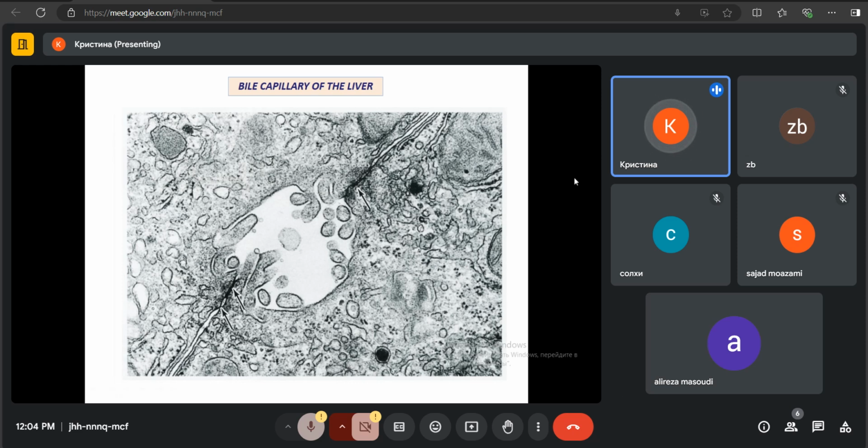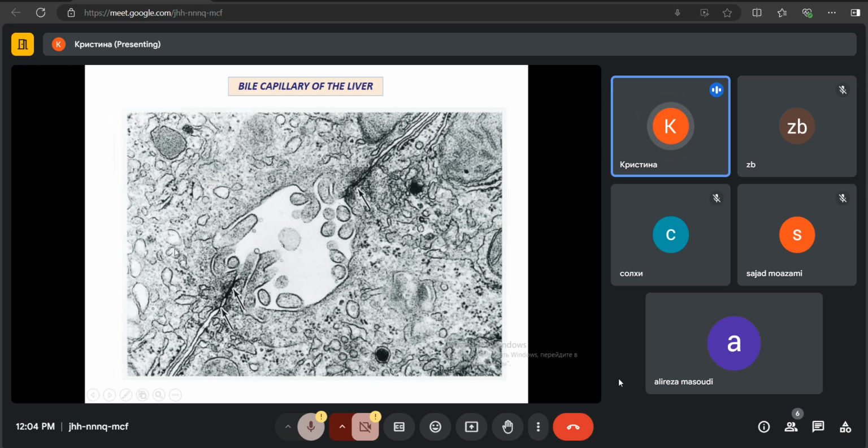It shows the same, but here we have the high magnification. This is the bile capillary. Its walls are made with the membrane of the first and of the second hepatocytes. Microvilli are seen here. Arrows point to the intercellular junctions between the hepatocytes, and we see what is well developed in the cytoplasm of these cells.